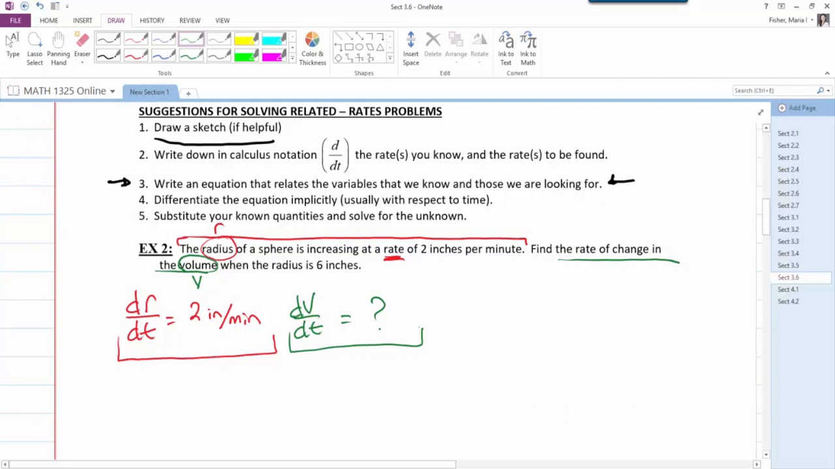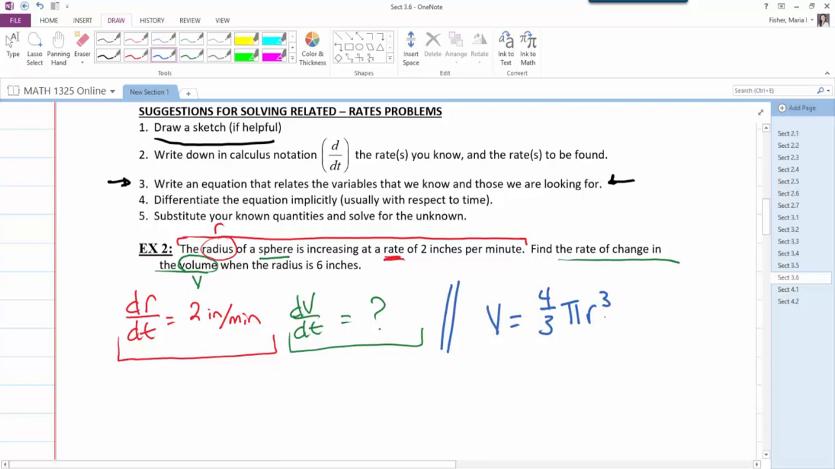So step 3, and again, that's the hardest. You want to write an equation that relates the variables that we know with those we're looking for. Well, since we're talking about the volume of a sphere, the formula is V equals 4/3 pi r cubed. We have an equation that relates V and r, which is perfect because when we take the derivative of this, we're going to have a dV/dt and a dr/dt, and that's what I'm looking for.